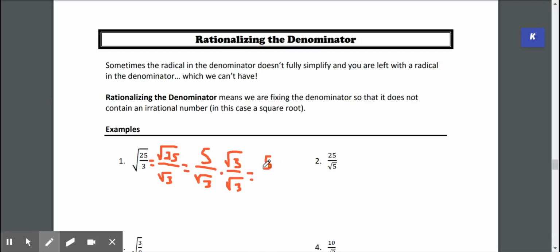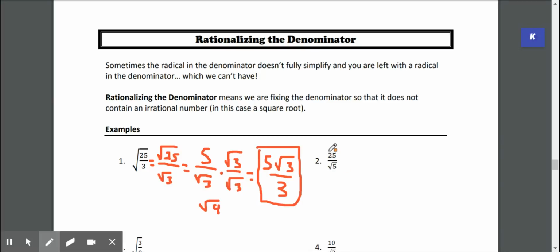Okay, so now my numerator becomes 5 root 3. My denominator, root 3 times root 3, is root 9. And the square root of 9 is rational 3. And my goal is I want to be able to end with an integer, a rational value in the denominator. Okay, I don't care if there's a radical in the numerator. We just want to rationalize the denominator. Okay, so 5 square root 3 over 3 is going to be our simplified answer.